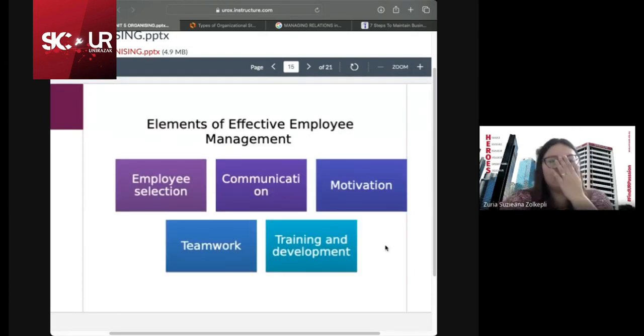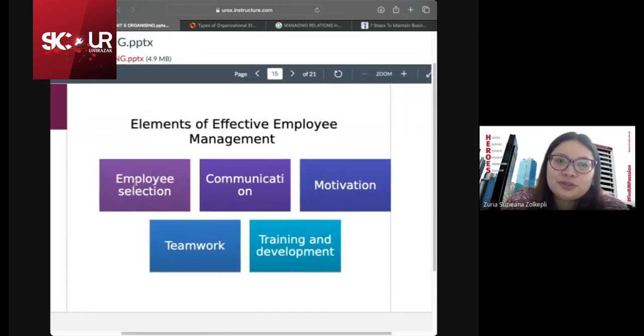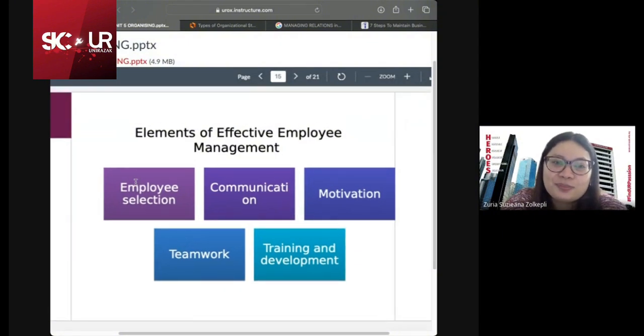Okay. So these are the elements of effective employee management. So it starts with, if you still remember our previous class, I mentioned when talking about culture, it should start with the first one, okay, during the recruitment, during the employee selection. So in order for you to easily manage your employees, right, you should select the best candidate that is suitable for your organization.